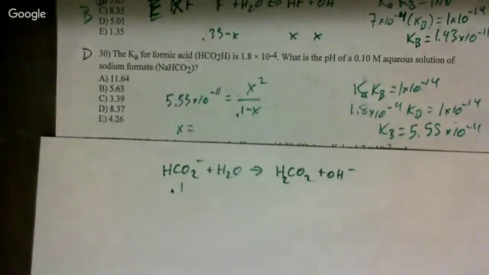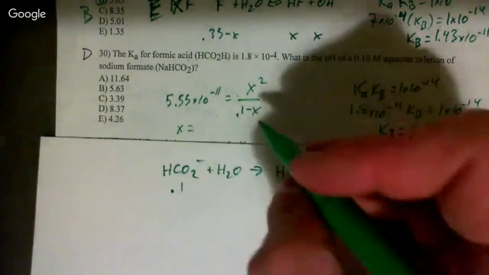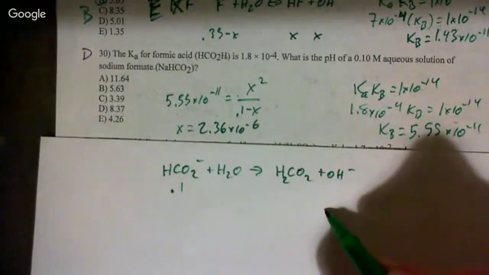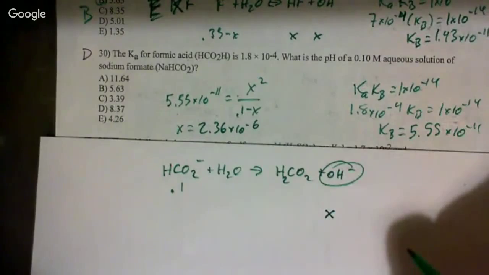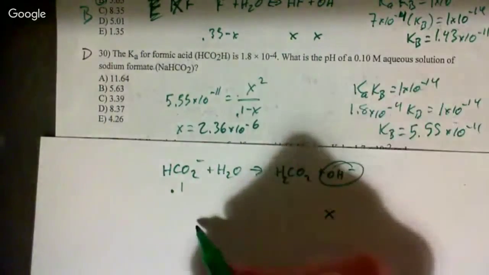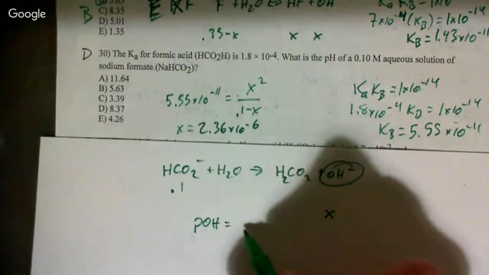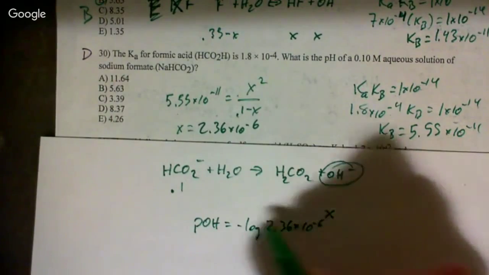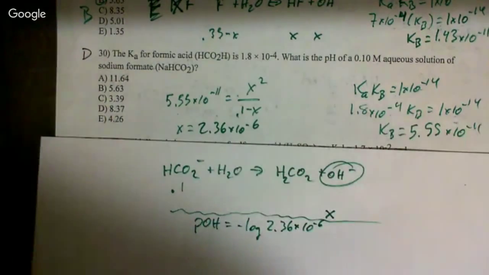Certainly, we're going to approximate that one. So 0.1 times that, square root. And I've got 2.36 times 10 to the negative 6, and just be very careful. That x value there is the concentration of OH minus. So when I do negative log of this number, I'm ending up with a POH, the negative log of my 2.36 times 10 to the negative 6. And draw a little line here for clarity.